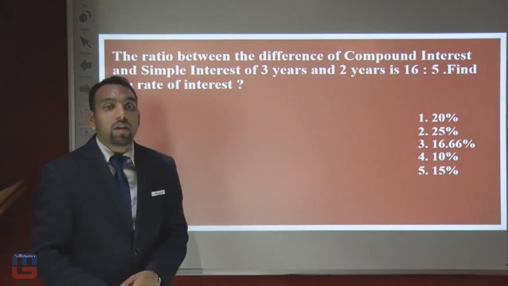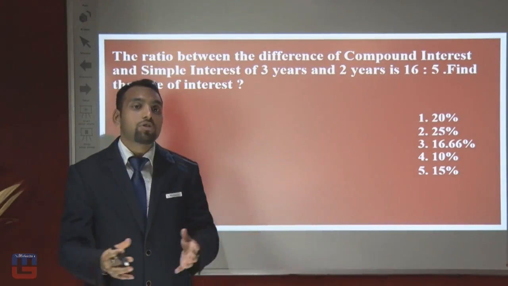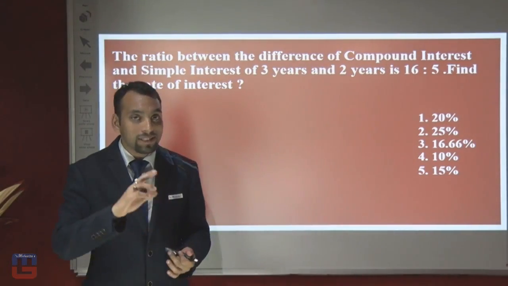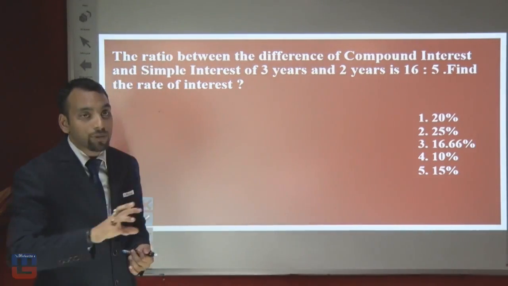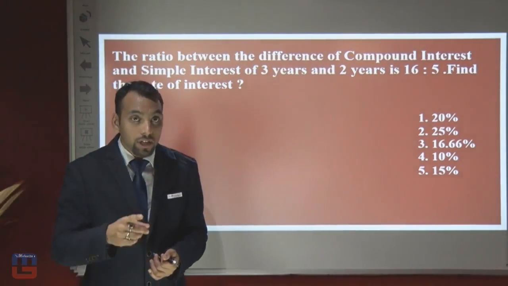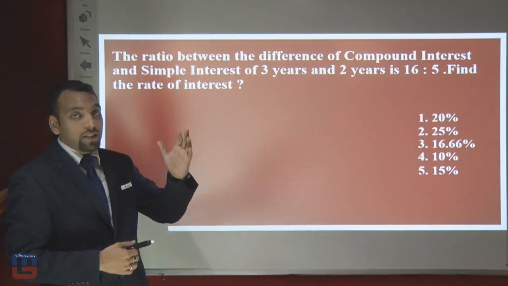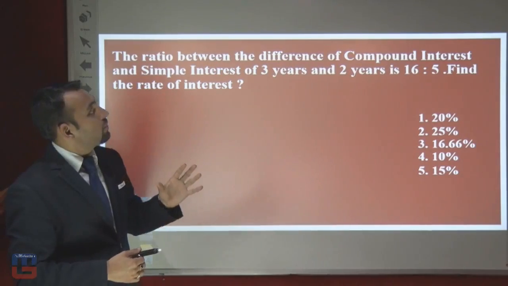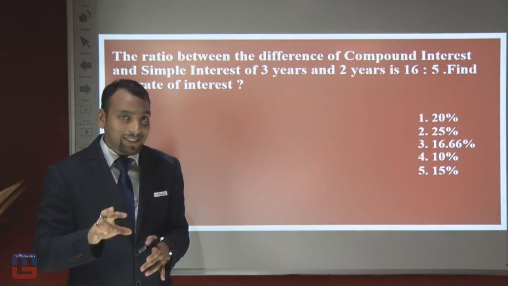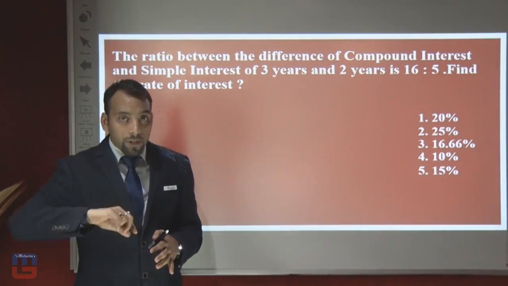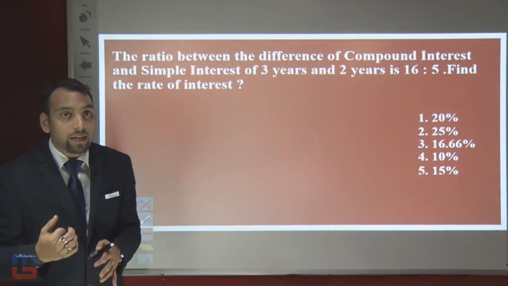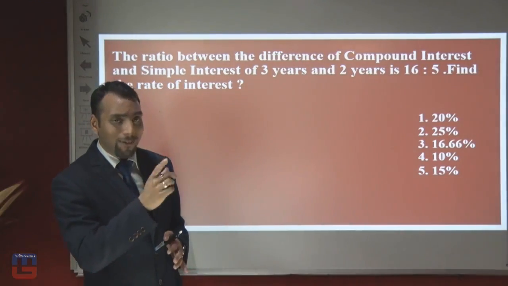The next question you can see here is again from compound interest, a combination of compound interest and simple interest. At least one, or you can say at least two questions can be seen in the examinations from compound interest and simple interest. So this is a very important topic as far as the SBI Mains is concerned. Now what is the question saying? The ratio between the difference of compound interest and simple interest for 3 years and 2 years is 16:5, and we have to find the rate of interest.